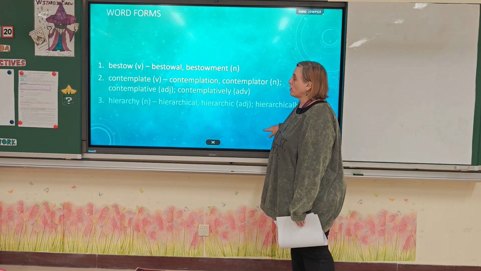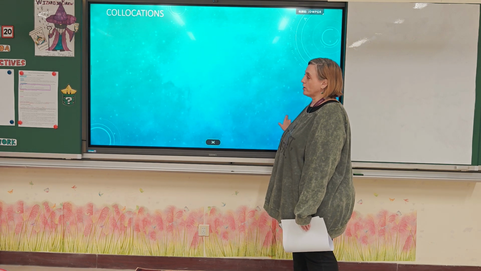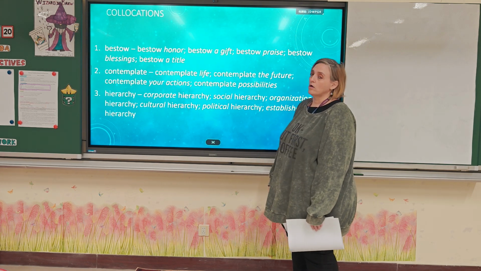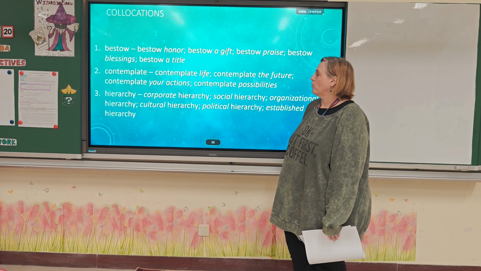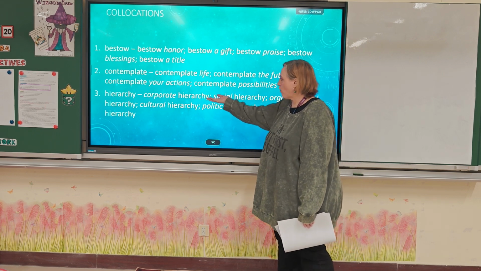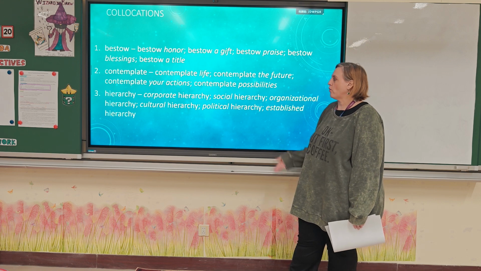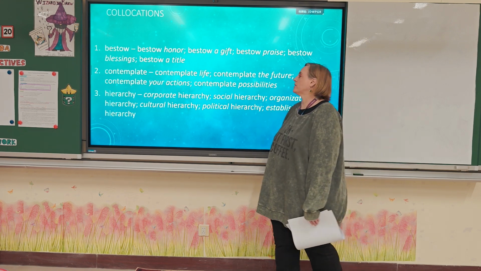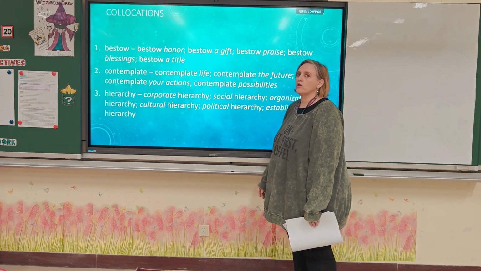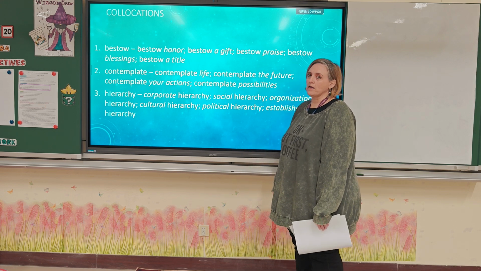And then of course we go into our collocations. Collocations are word connections, where words are connected together commonly, where you would most likely see them, such as corporate hierarchy, social hierarchy, organizational hierarchy. That's where you would tend to see these. So collocations are really good, again, for strengthening students' writing.